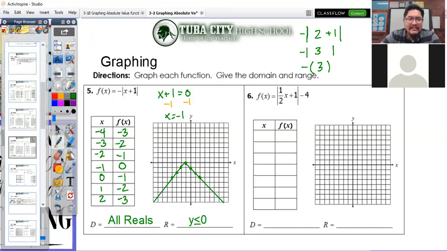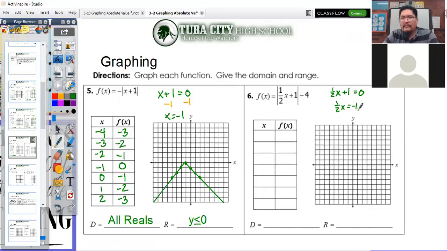All right, now this kind of tells me after this, it's going to be a little bit more difficult because now we're getting fractions in here. So let's go ahead and find out where the vertex is going to be. So for this one here, let's see, 1/2 x plus 1 and equal it to 0. So I'm going to minus 1 from both sides. So that way 1 stops being on this side and it moves over here.